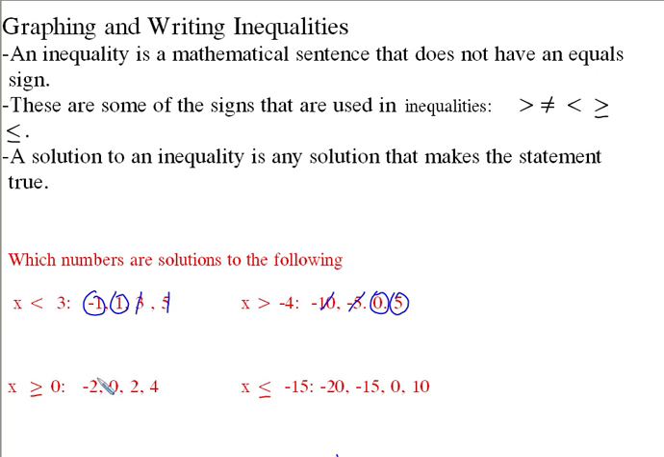And here, again, x is greater than or equal to 0. Is -2 greater than or equal to 0? No. Is 0? Yes, it is. Is 2 greater than or equal to 0? Yes, it is. And so is 4. x is less than or equal to -15. Is -20 less than or equal to -15? Yes, it is. Is -15 less than or equal to -15? Yep. Is 0 less than or equal to -15? No. Is 10? No, it's not.